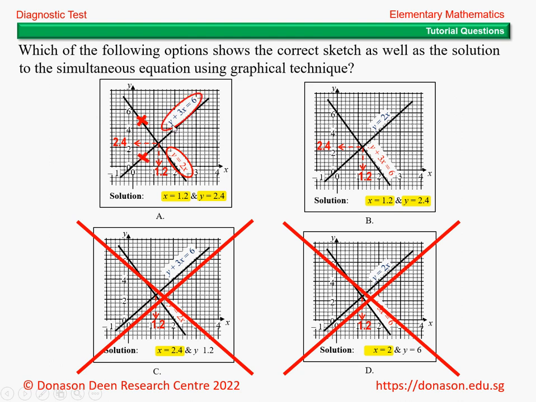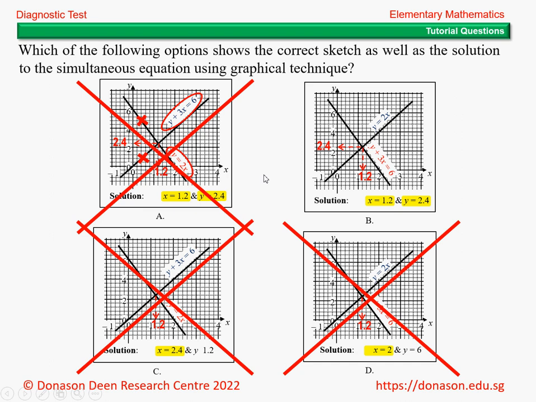Also, if you look at y plus 3x equals 6, if you throw the plus 3x over to the other side, it should give you minus 3x. So of course, negative 3 would have been the gradient. And if negative 3 was the gradient, this line should be a downsloping line, but here it is drawn as an upsloping line. Therefore, this graph is also wrong. Therefore, option A is definitely incorrect. So that leaves us with option B as the correct answer.